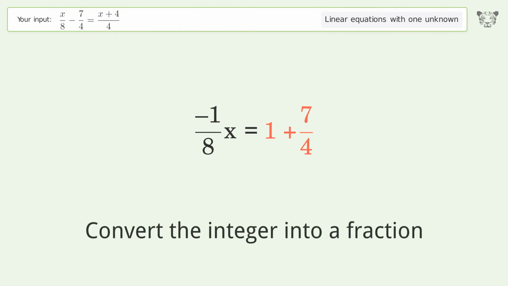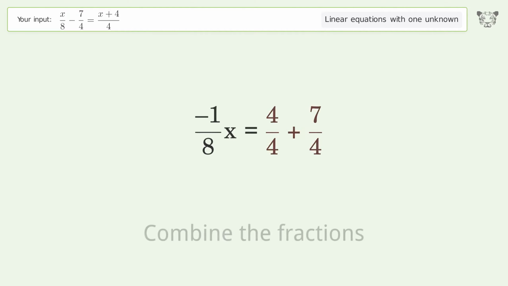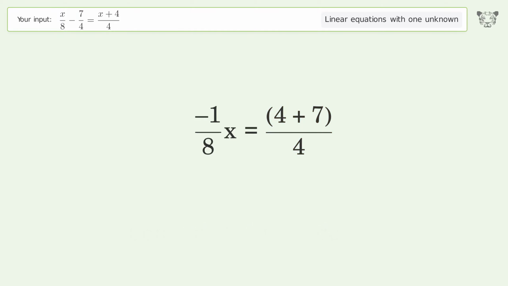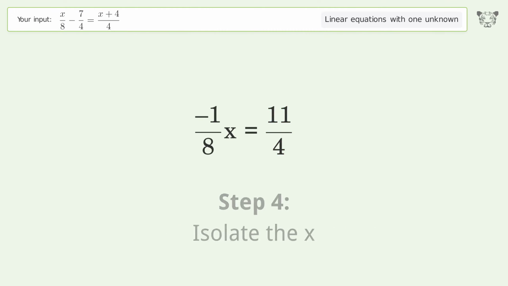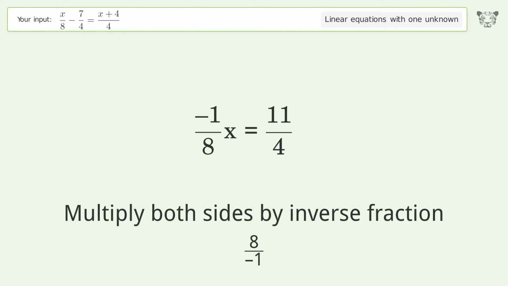Convert the integer into a fraction. Combine the fractions. Combine the numerators. Isolate the x. Multiply both sides by inverse fraction 8/(-1).